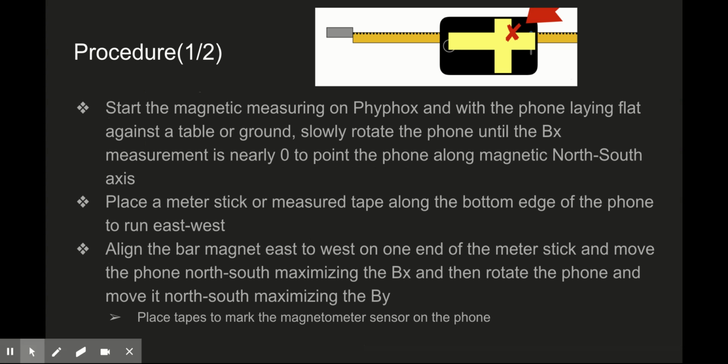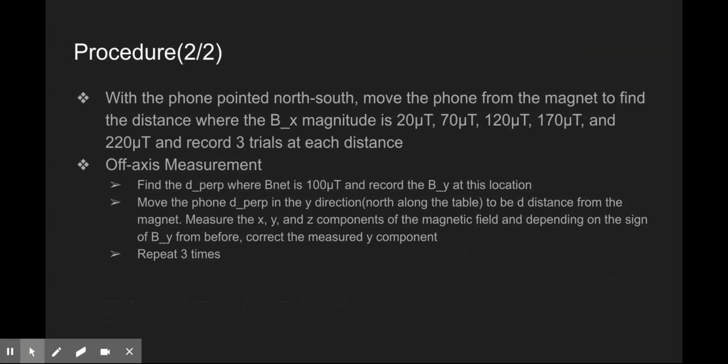So the procedure for this experiment is to align the phone north to south and then run a meter stick below, running east to west, and then find the magnetometer sensor on the phone and place tape marking that location. The second part of the procedure is to move the phone east to west with it pointing north to south, finding the distance from the magnet where the magnetometer measures 20 microtesla, 70, 120, 170, and 220 microtesla, and record three trials for each.